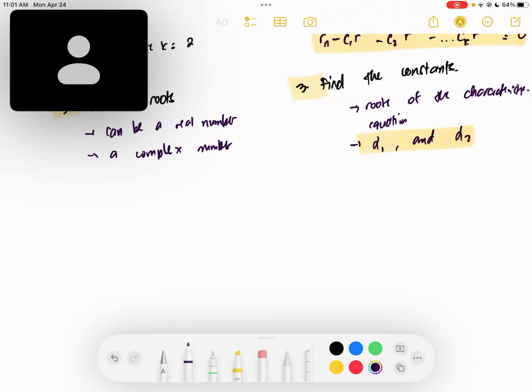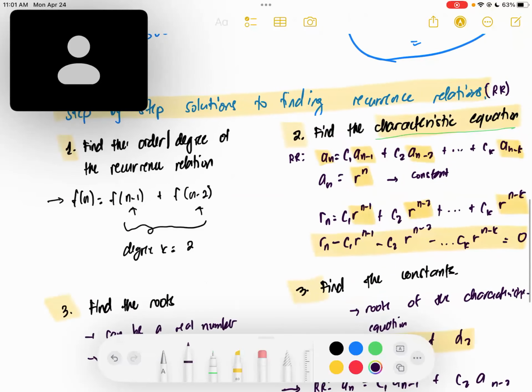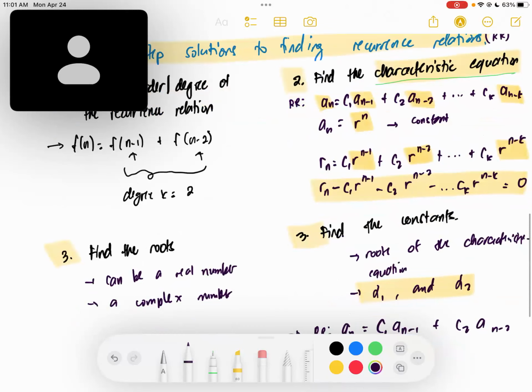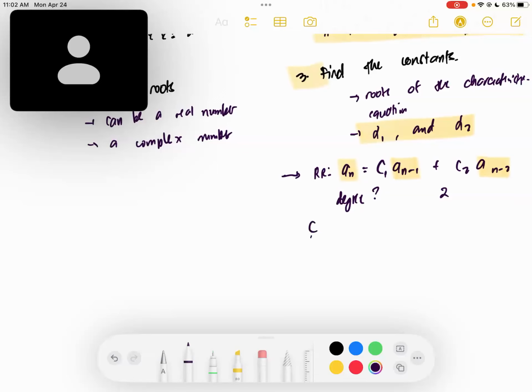So assume we have a recurrence relation RR, which is a_n = c_1 a_(n-1) + c_2 a_(n-2). This is our recurrence relation. Now, going back to the first step, finding the order or degree of the recurrence relation: what is the degree? It is equal to 2, because this a_n is defined by its two previous terms, a_(n-1) and a_(n-2). Next, what would be the characteristic equation? This CE is the characteristic equation.